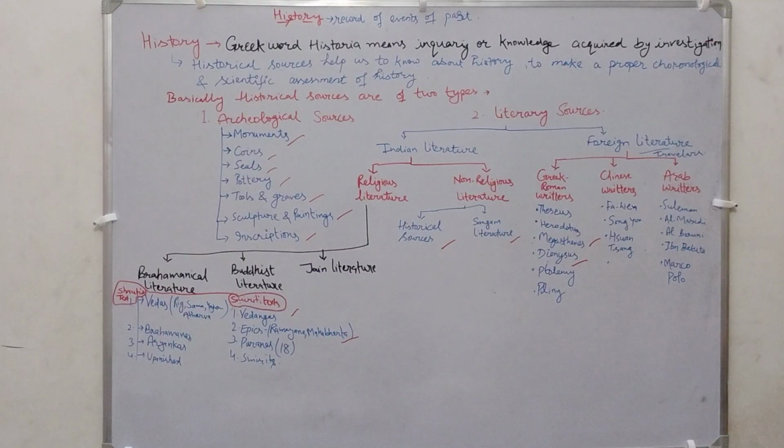Chinese writers: Fa-Hien, Sung Yun, Hsuan Tsang. These were all studied at Indian universities at that time, like Nalanda and Takshila. Arab writers: Suleiman, Al-Masudi, Al-Biruni, Ibn Battuta, Marco Polo. These all mostly wrote about the languages or the kings during their traveling time period.